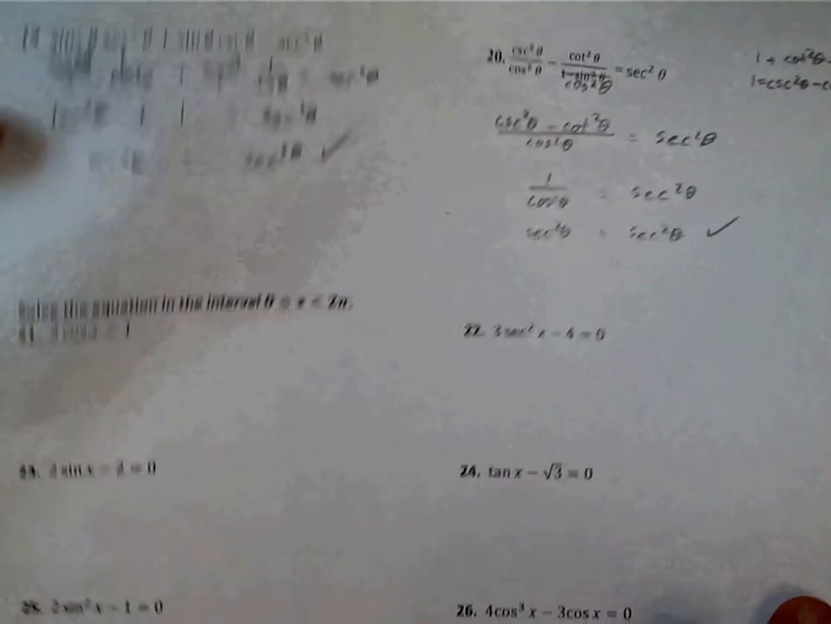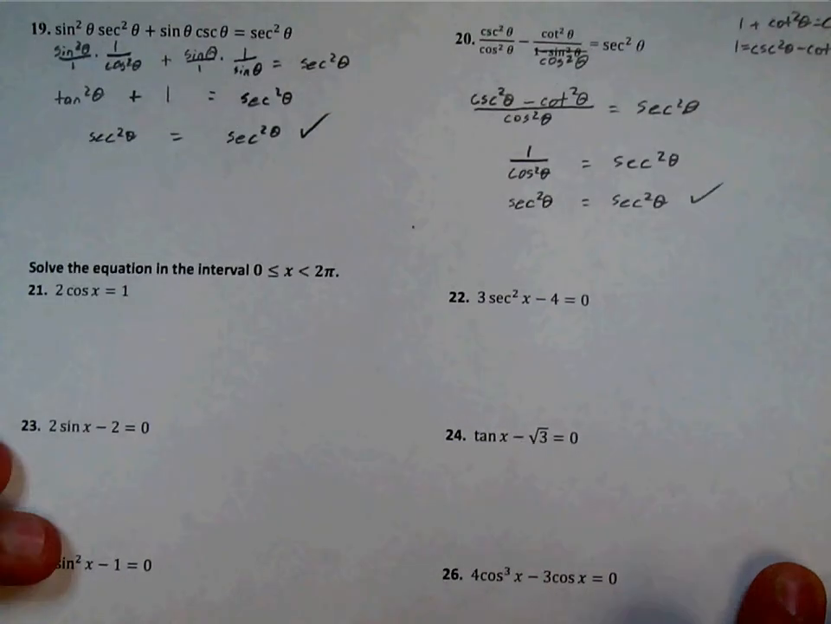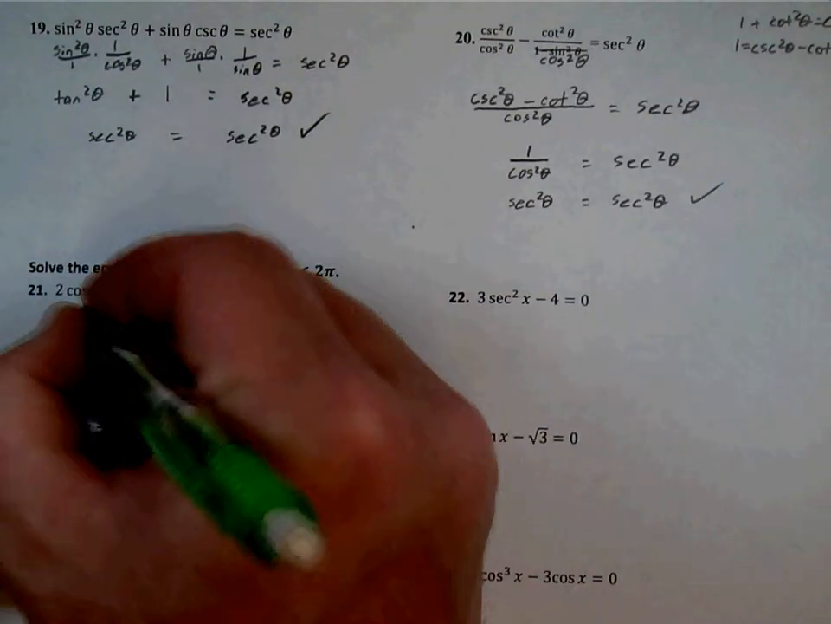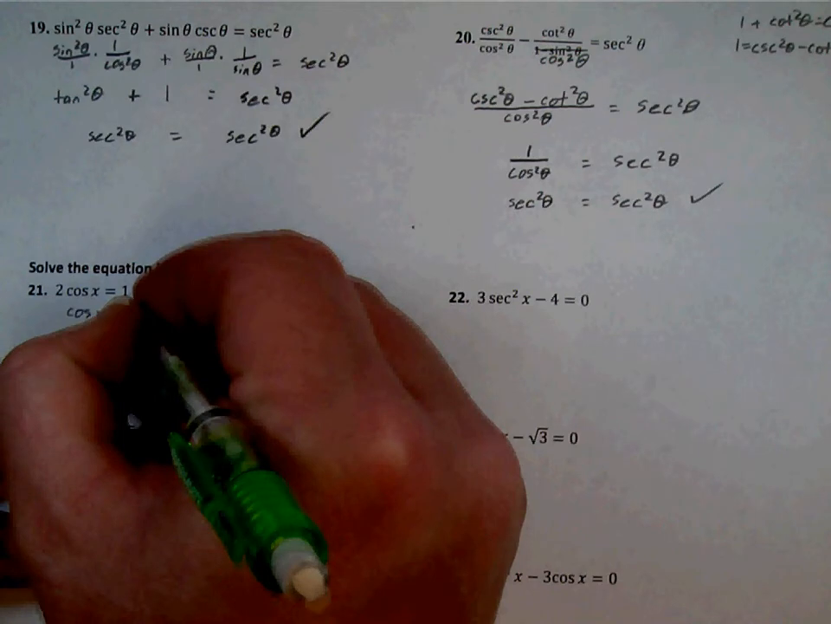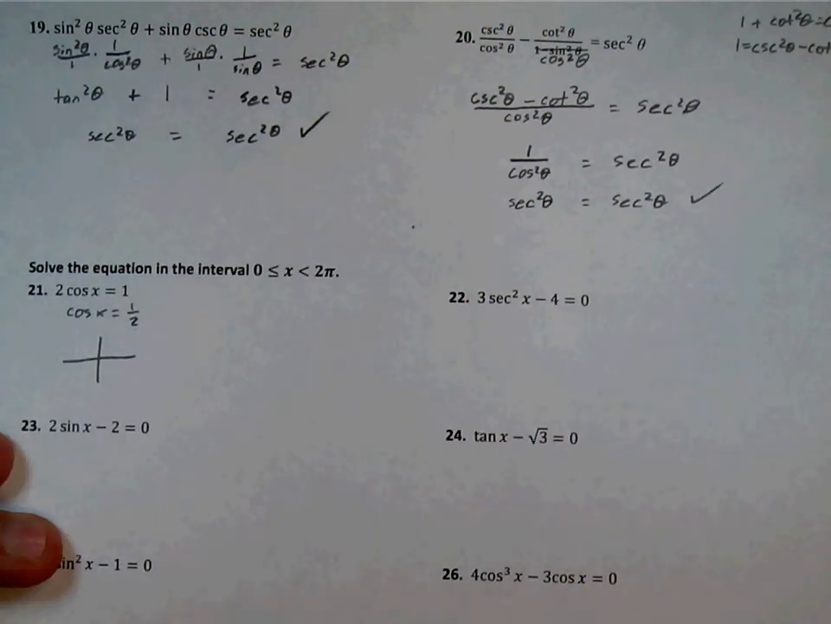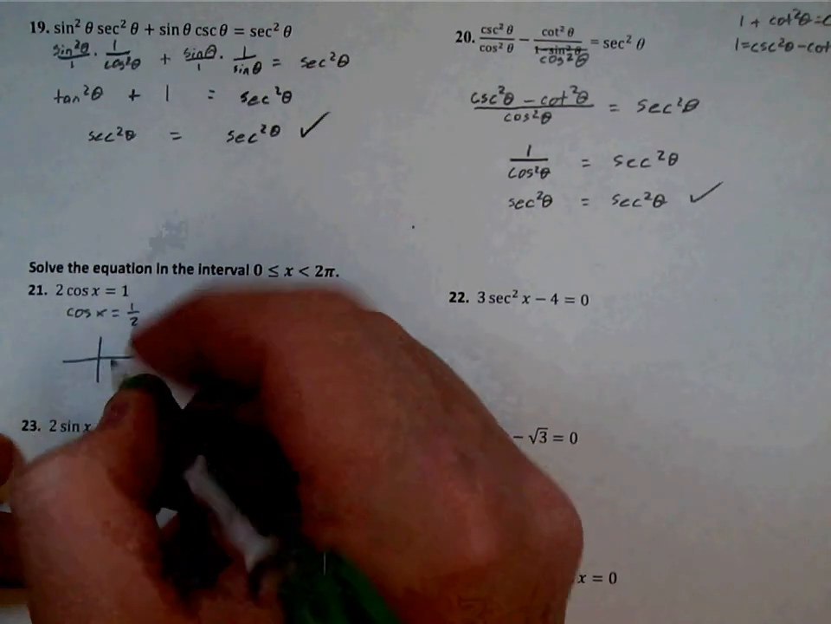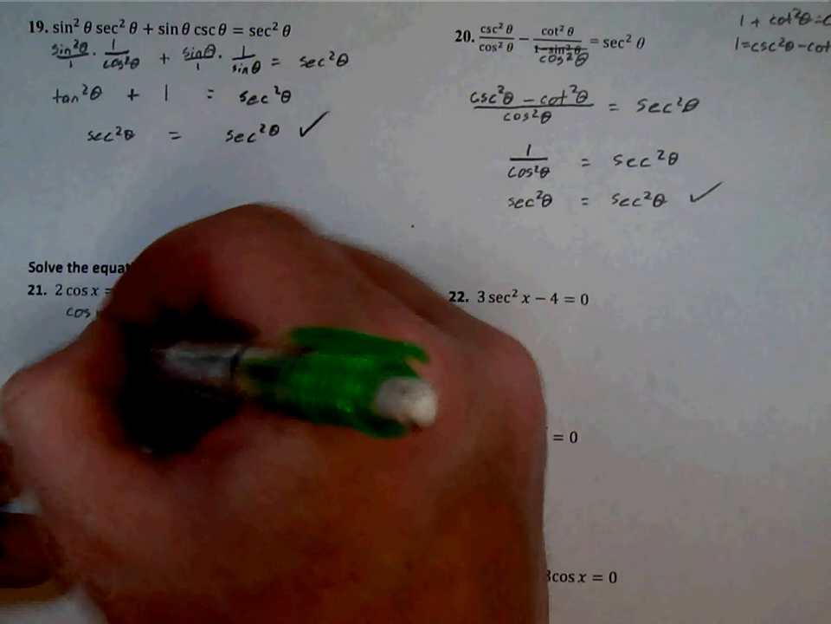Now we move on to the equations problems. Number 21, I just need to divide both sides by 2. Cosine of x equals 1/2. Draw my triangles. Cosine is positive. Cosine is positive in the first quadrant. And then ASTC, it's also positive in the second quadrant, or the fourth quadrant, I meant to say.